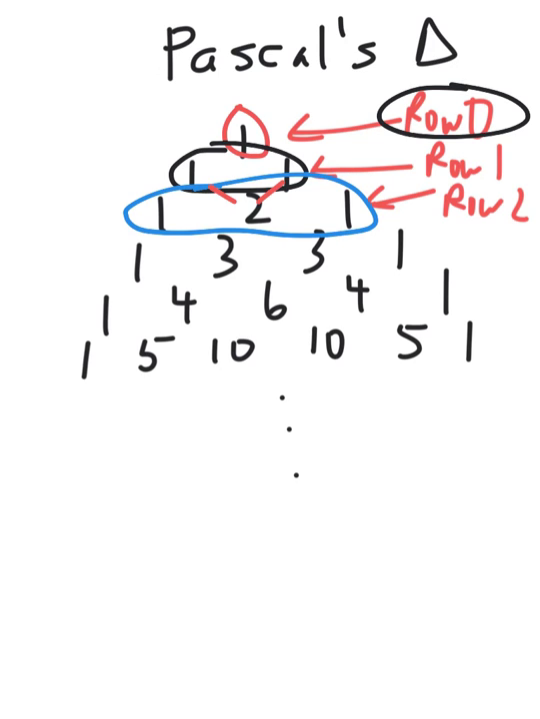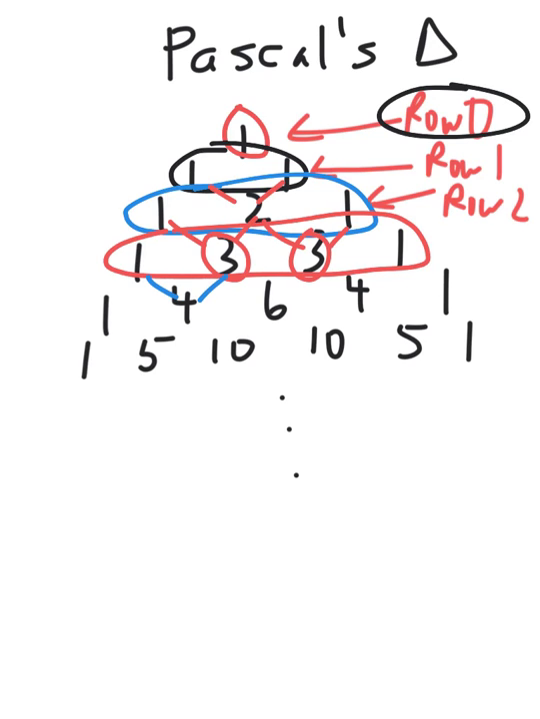If I go to row 3, which would be this row, it has four numbers. This 3 right here came from adding the 1 and the 2. This 3 right here came from adding that 2 and that 1. And then it begins and ends with a 1. So this 4 right here comes from adding those two together. The 6 in the middle comes from adding these two together. The 4 here comes from adding these two together. And you could keep going. So this 5 is from that, this 10, and so on.